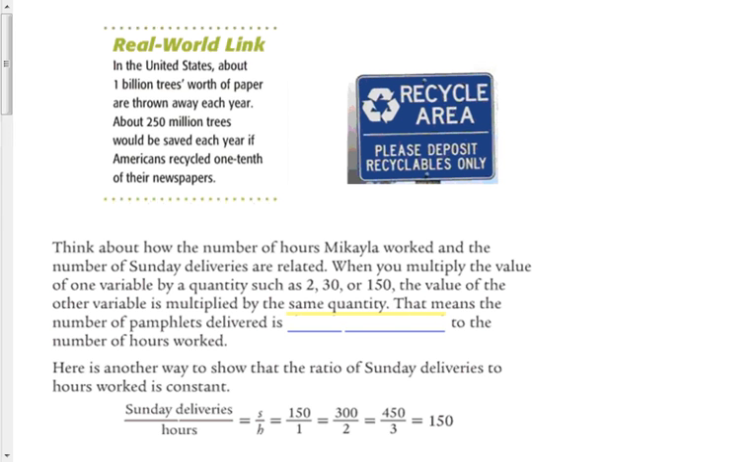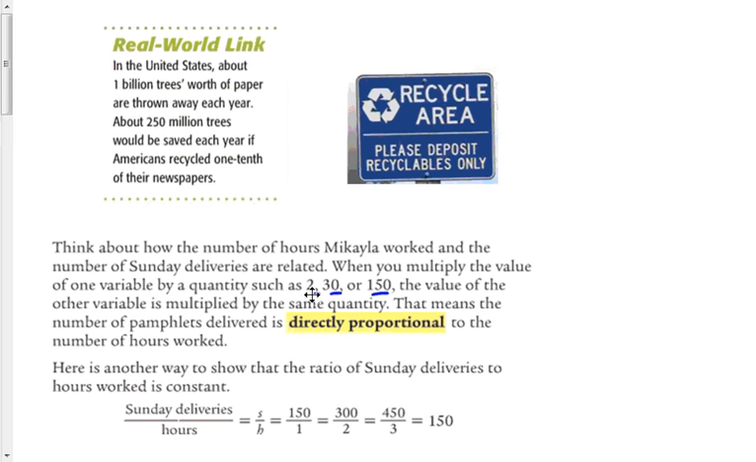All right, so now think about how the number of hours Michaela worked and the number of Sunday deliveries are related. When you multiply the value of one variable by a quantity, such as 2, 3, or 150, the value of the other variable is multiplied by the same quantity. That means that the number of pamphlets delivered is directly proportional to the number of hours worked.